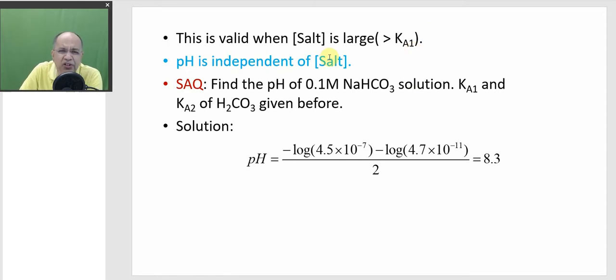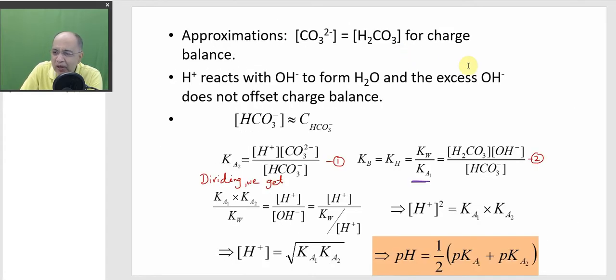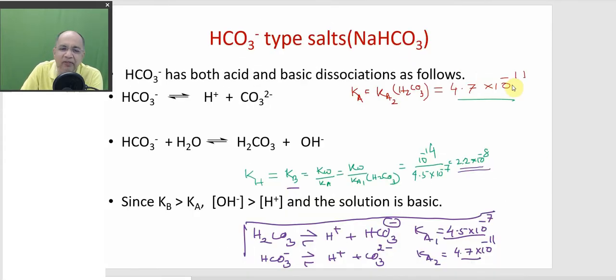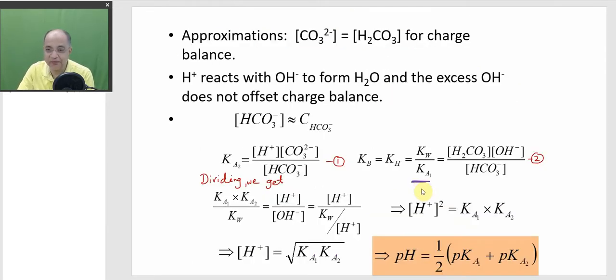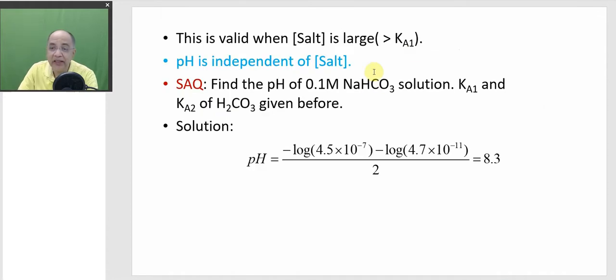And salt concentration is moderate, like 0.1, 0.01, 0.001, which is much greater than 10 to the power minus 11. K1 is 10 to the minus 7. Yes, sorry, 10 to the minus 7. So any concentration which is greater than K1, should be much greater than K1, then this approximation will be valid.